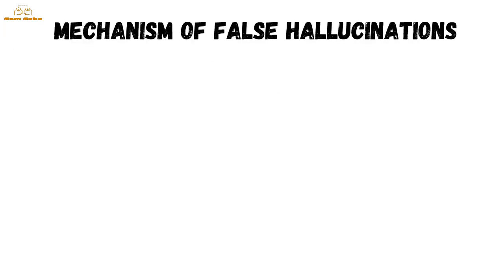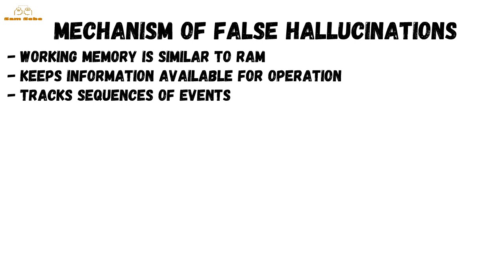Mechanisms of false hallucinations are also poorly understood, but they are likely to be associated with working memory and attention disturbances. Working memory is a type of memory that temporarily holds a certain amount of information, allowing the brain to work with that information without losing track of what it is doing. It is akin to rapid access memory in smartphones or computers.